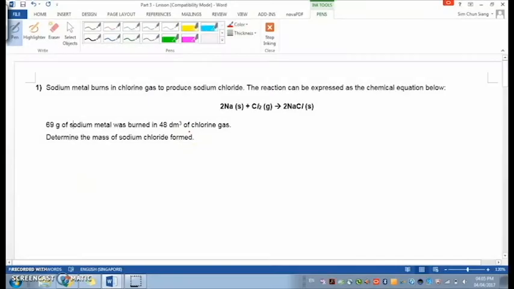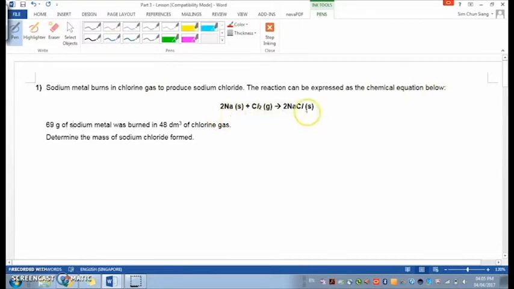Okay, you have learned how to find the limiting reactant using the ratio of reactants. Now we are going to learn how to do a full chemical calculation based on limiting reactant. So for the first question, let's take a look. Sodium metal burns in chlorine gas to produce sodium chloride. The reaction can be expressed as the equation shown below.